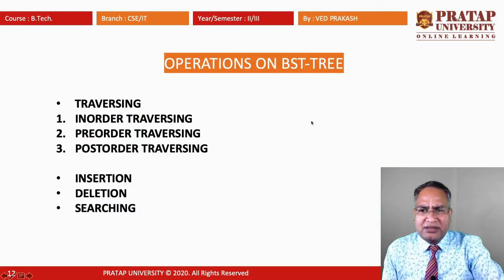Now there are some general operations which are performed on a binary search tree. First one is traversing. Traversing is performed in three ways: in-order traversing, pre-order traversing and post-order traversing. And the next three operations which are generally performed on a binary search tree are insertion, deletion and searching.